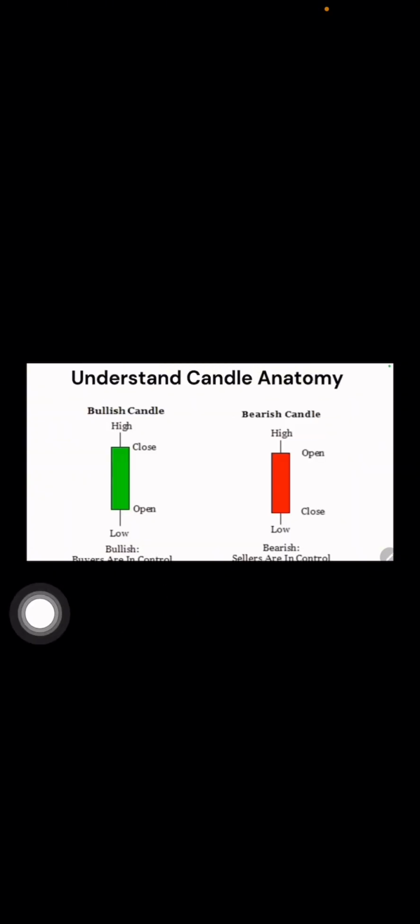You need to understand the candlestick anatomy as well. We have the bullish candle and we have the bearish candle. A bullish candle means buyers are in control, and a bearish candle means sellers are in control. This is the close, this is the open, this is the low, this is the high. The same thing with the bearish scenario: open, close, low, high. So you only need one candle to make the good money you need to make in the trading system.